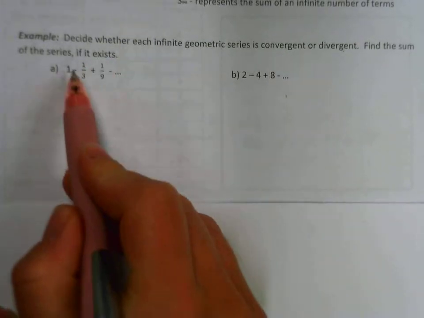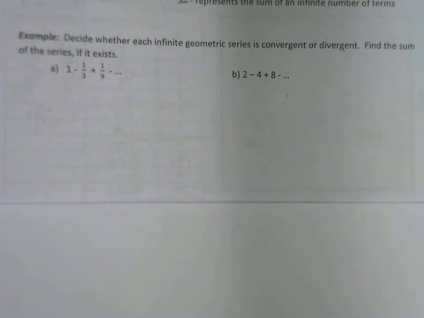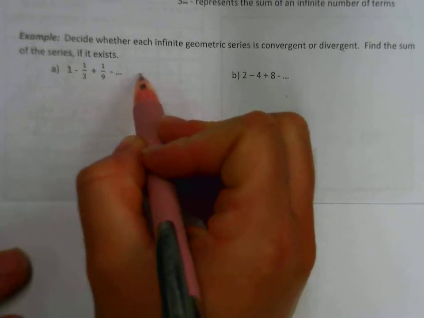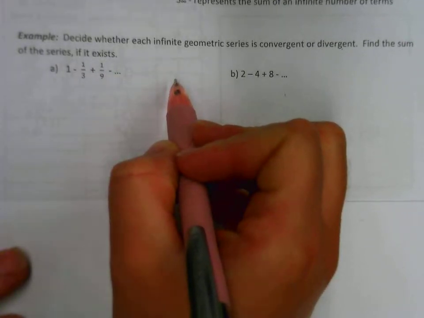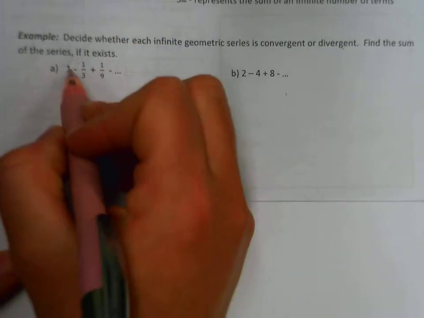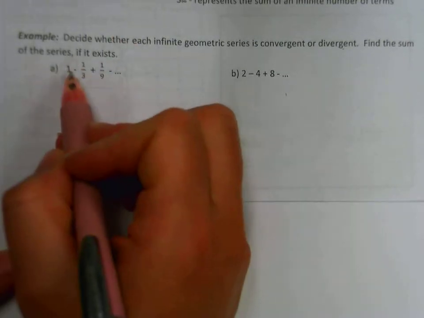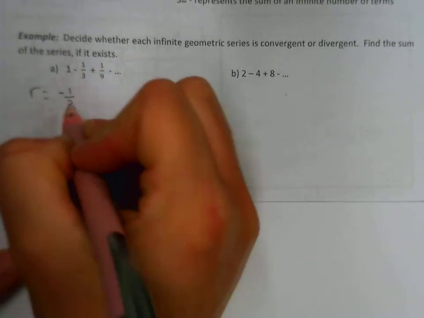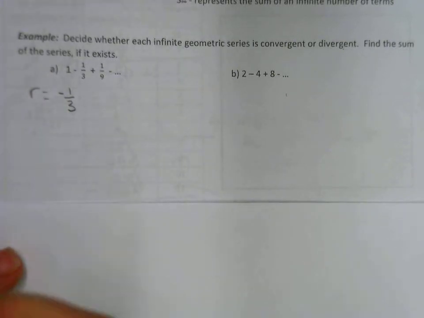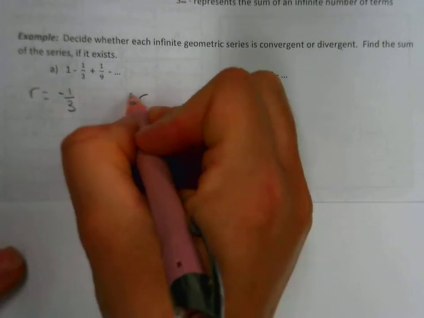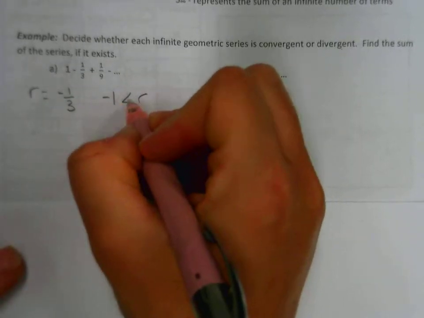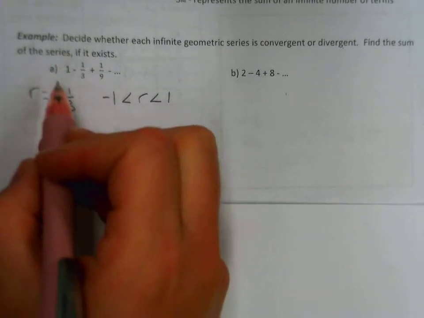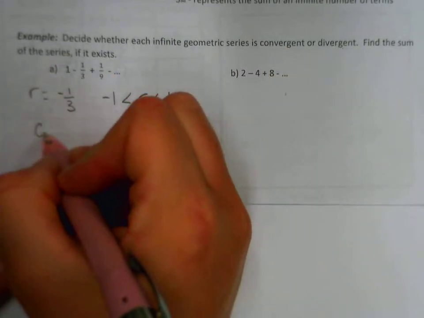So looking at our sequence of A, we are given 1 minus 1/3 plus 1/9 minus ..., meaning this sequence is going to go on forever. It is never ending. Looking at this sequence, I can recognize that my common ratio would be a negative 1/3. Because my ratio falls within this range, greater than -1 but smaller than +1, I can tell that this sequence is convergent.